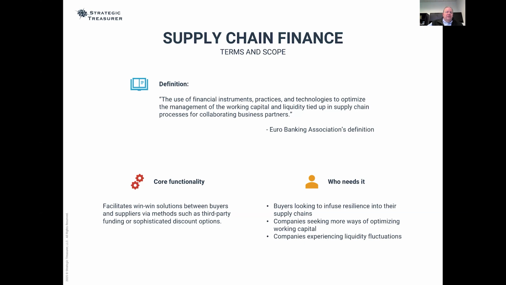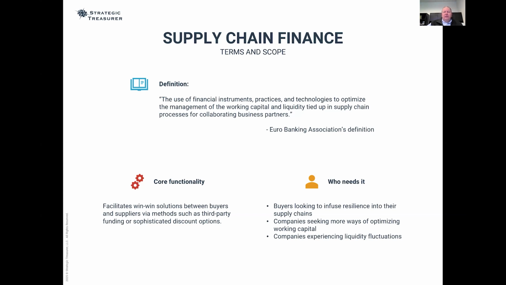And so the core functionality is this idea that there's a win-win solution between buyers and suppliers. A lot of times, instead of being win-lose, if I pay later, you receive later: I win, you lose. If I pay earlier, you receive earlier: I lose, you win. There is additional flexibility where a third party comes in, maybe providing funding or sophisticated discount options, where I can pay later and you can collect earlier. And there's a slight, maybe a very affordable, way for you to collect earlier when you want, when a third party is dropped into that. So that's the definition of the core functionality.